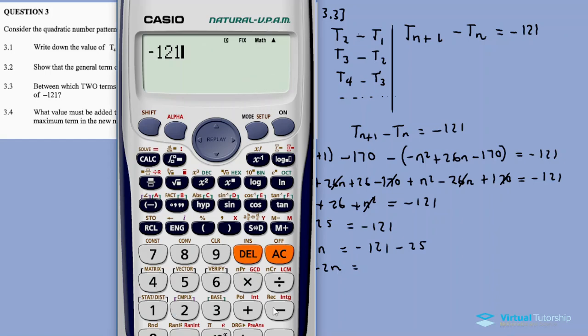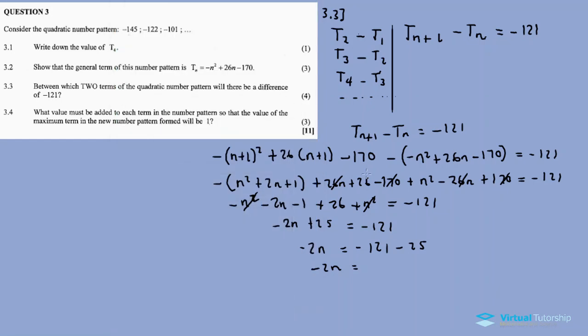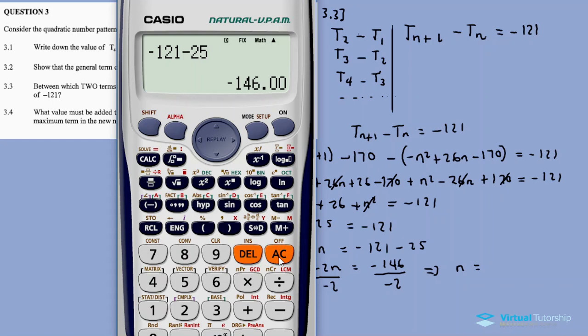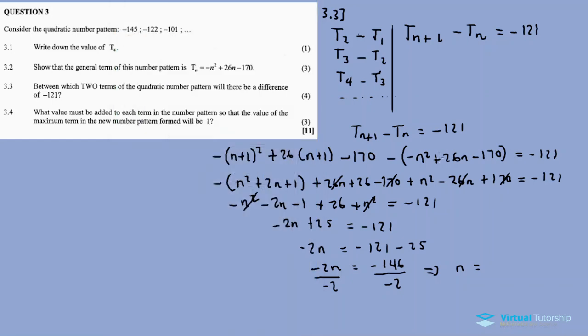Minus 2n is equal to minus 121 minus 25, which is minus 146. Minus 2n is equal to minus 146, so n is equal to 74. But let's check. Negative 2n equal to 73, not 74.